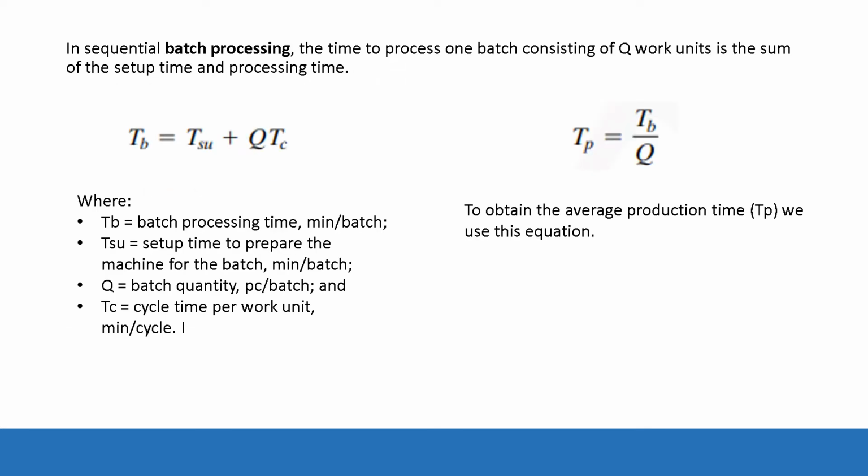In sequential batch processing, the time to process one batch consisting of Q work units is the sum of the setup time and processing time. To obtain the average production time, we use the second equation.